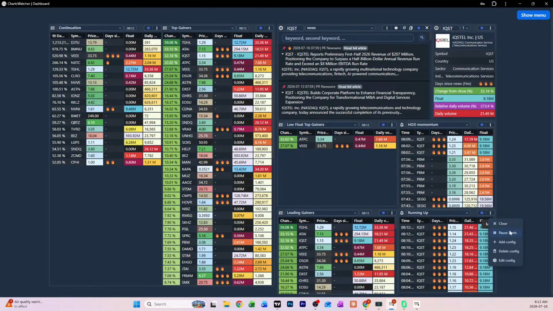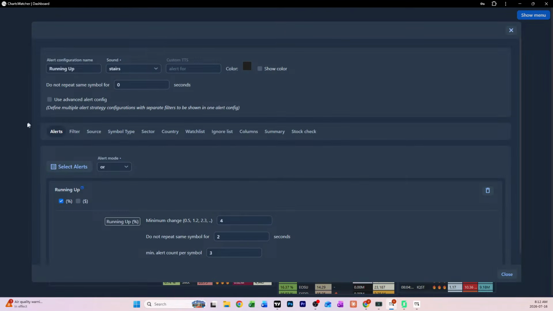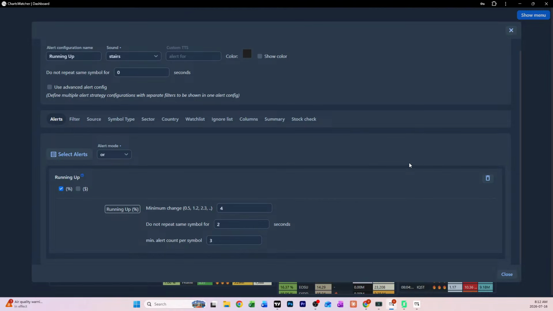I'll start with the running up. This isn't going to be a guide or anything. This is going to be showing it on stream. I mean, this works for me so far. I've been using ChartsWatcher for a month, and these are the settings that I've come to. So for the running up scanner, you just create an alert, running up, minimum change 4, do not repeat symbol for 2, an alert count symbol per 3. Some of this stuff is the same as it was in the video that I linked from Benjamin.